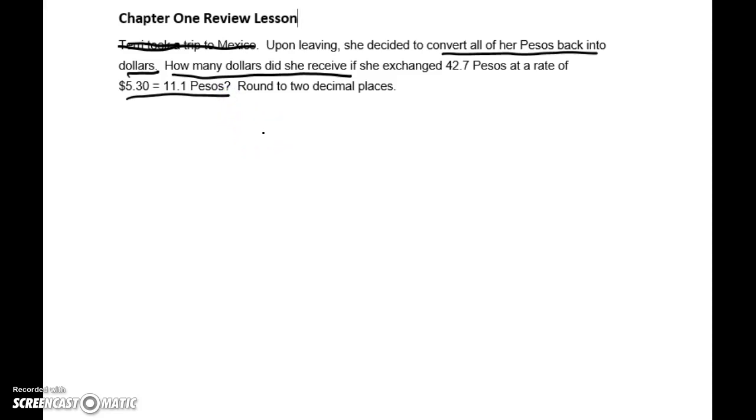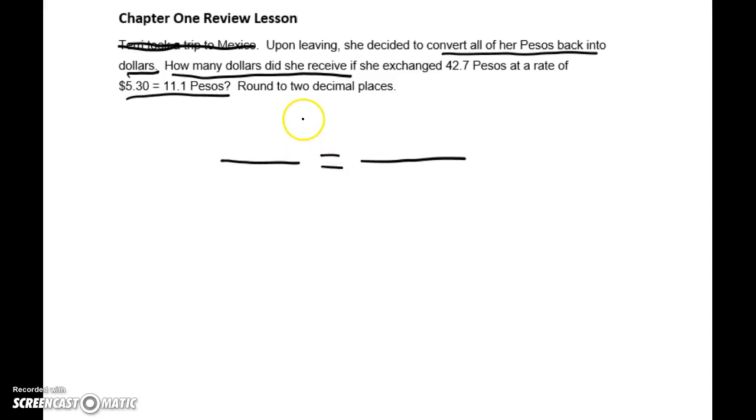Earlier in the video, I was talking about proportional reasoning. With this one, we're going to be comparing two units, and in this case, the two units are pesos and dollars. When we're dealing with proportional reasoning, essentially we're going to have two fractions that are equal to one another. So I'm going to create two fractions and show that they're equal to one another with an equal sign.